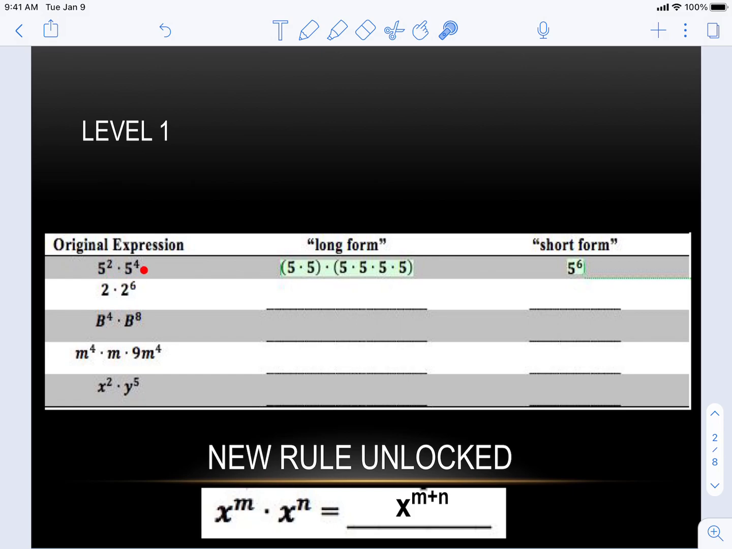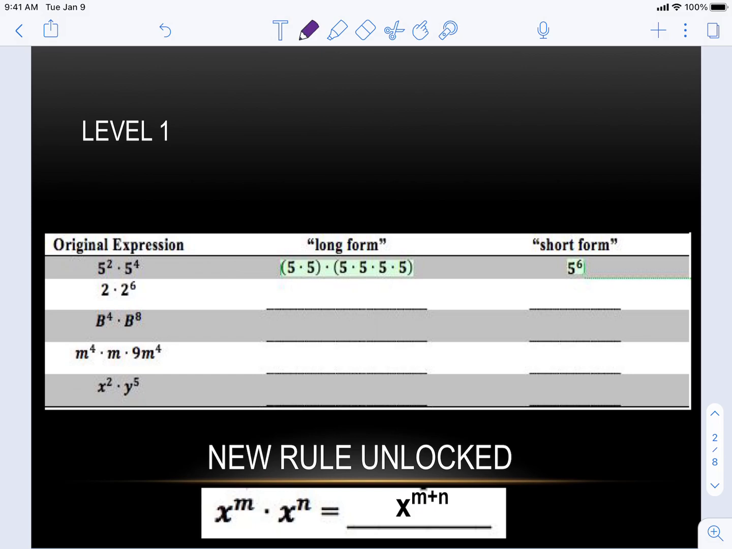Remember that an exponent is really a shortcut method of writing, like in this case, 5 to the second is 5 times 5, so there's two 5s, and 5 to the fourth is 5 times 5 times 5 times 5, so there's 4 of them. So if I write out the whole thing, 5 times 5 times 5 times 5 times 5 times 5, it is 5 to the 6th power. So it's really the 2 here plus the 4 here, and this is where this property comes from: if you are multiplying the same base that's being raised to exponents, you add the exponents.